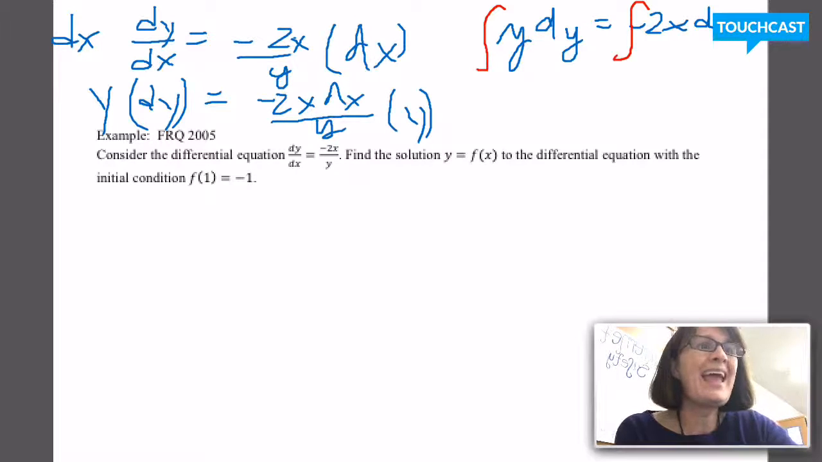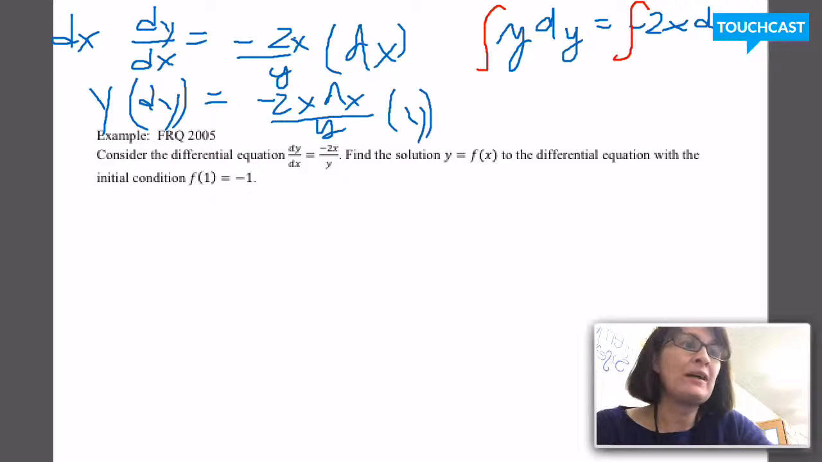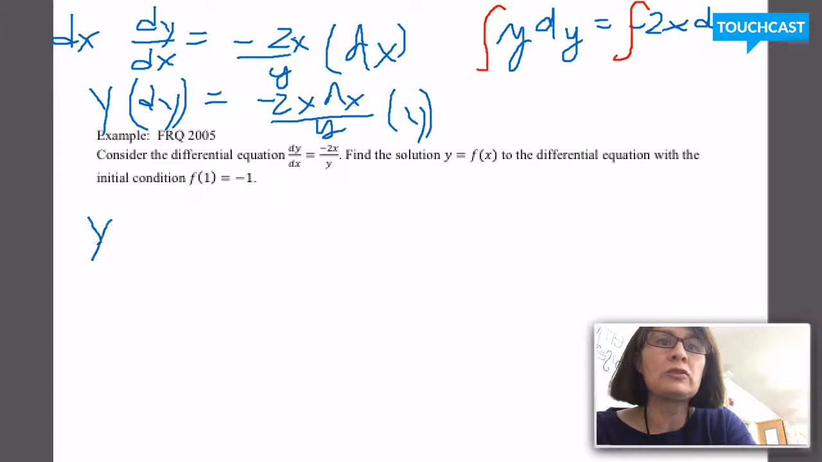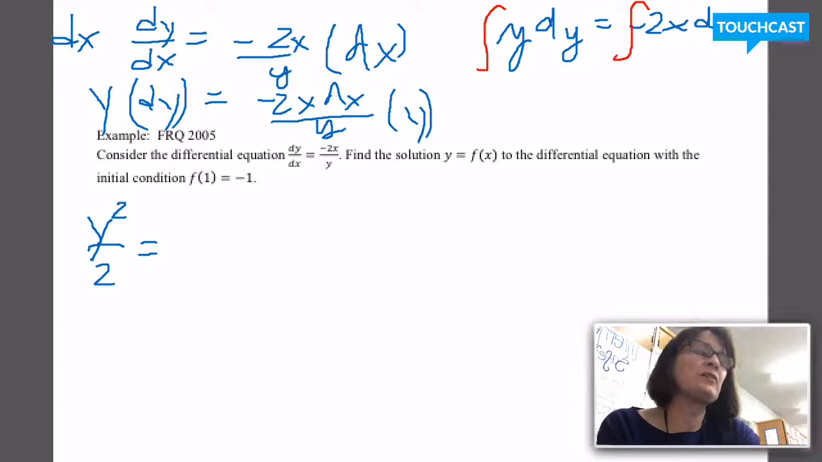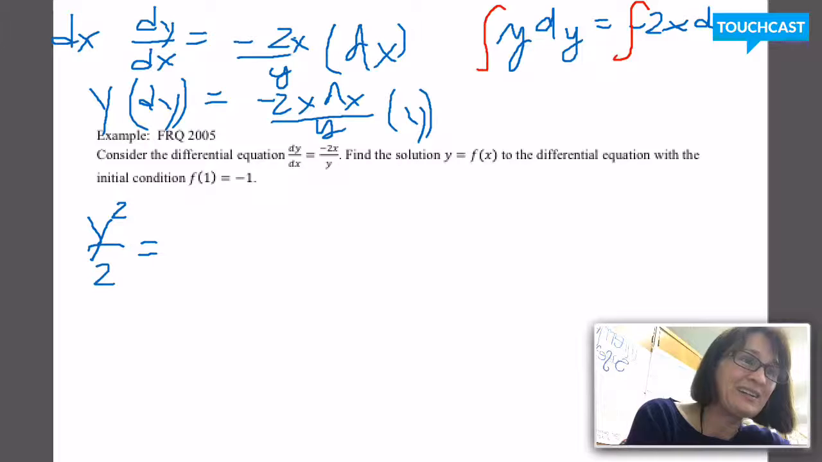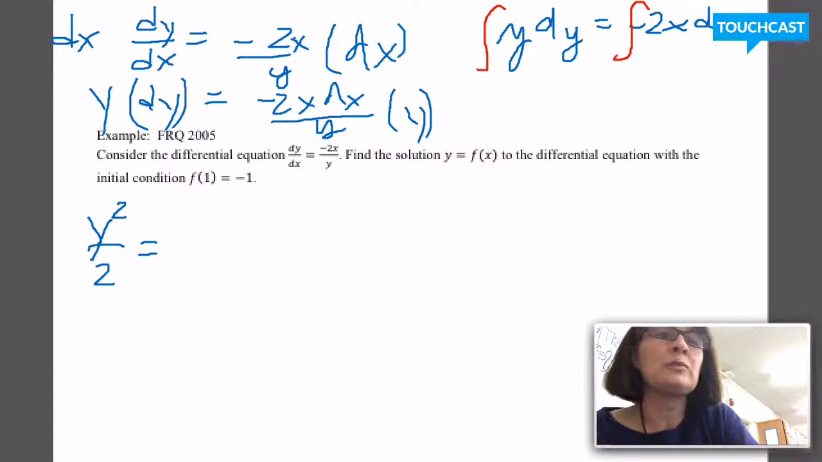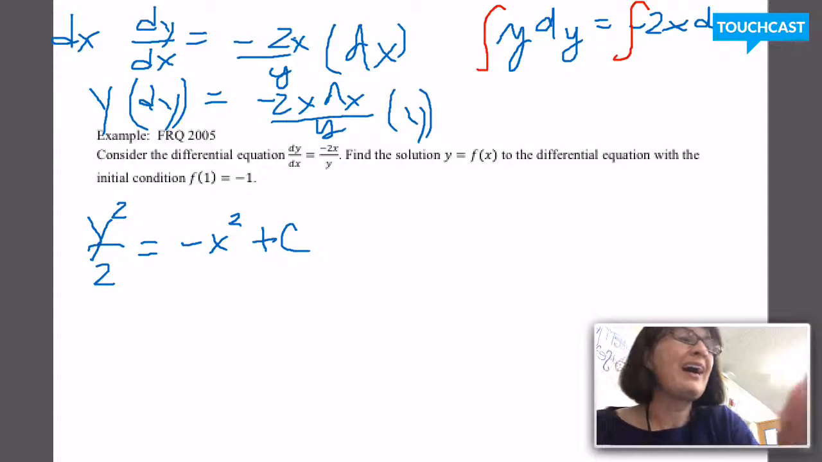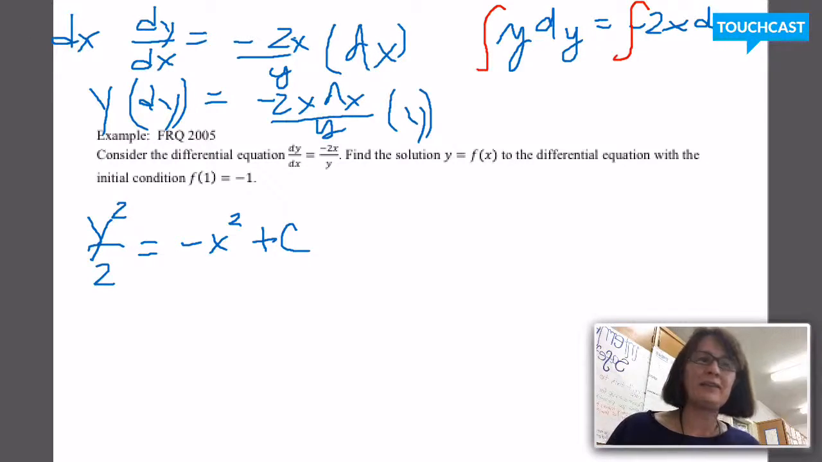So here we go. The antiderivative of y with respect to y is y squared over 2. And that's equal to the antiderivative of negative 2x, which is negative 2x squared over 2, which makes negative x squared. And then my plus c, I only either need it on the left or the right, and you'll find that it's more convenient to leave it over here on the right. So here's my antiderivative, negative x squared plus c.